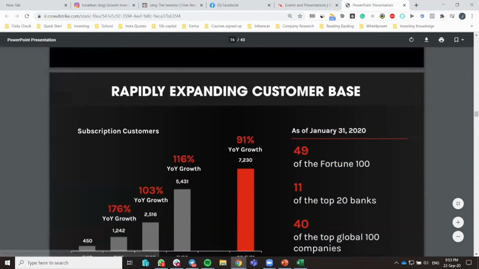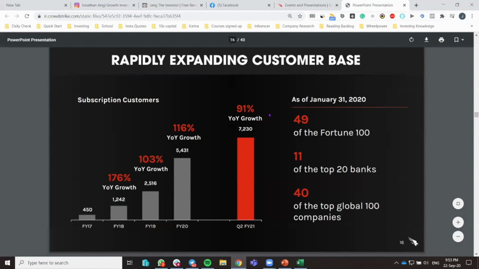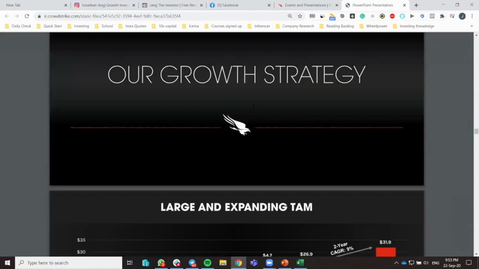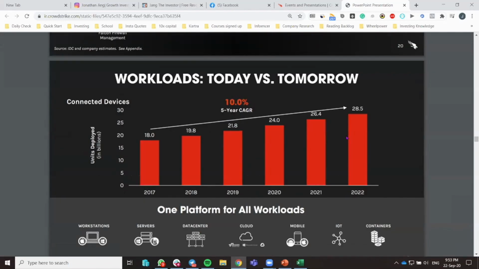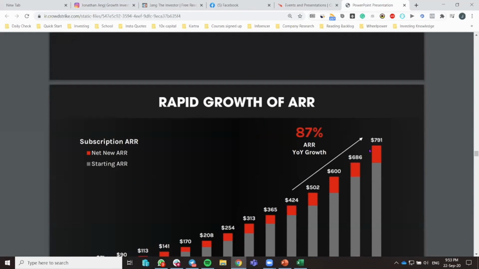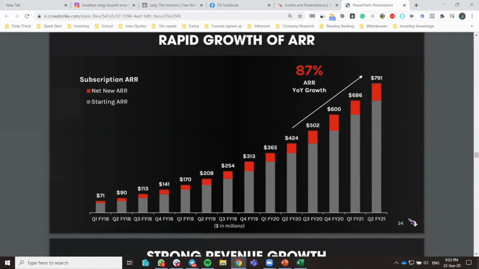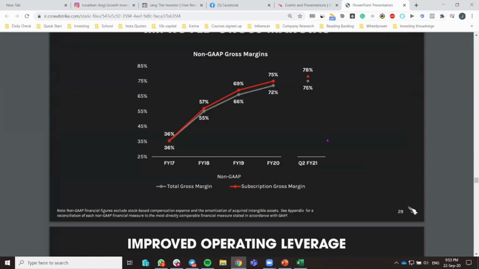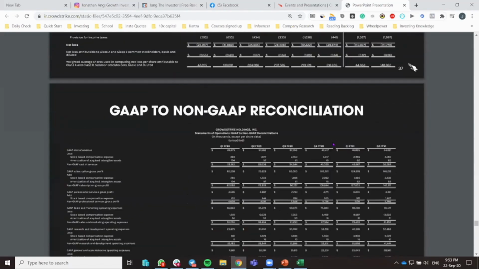Okay, CrowdStrike is growing at a rate of their subscription customers, the number of customers is growing at 91%. Revenues are growing about 80+%. Let me show you where the revenues part is. Yeah. So compared to Q2 2020, you can see compared to Q2 2021 and Q2 2020, revenues actually grew by 87%. All right. So it's growing at 81%, and the churn rate is actually coming down.